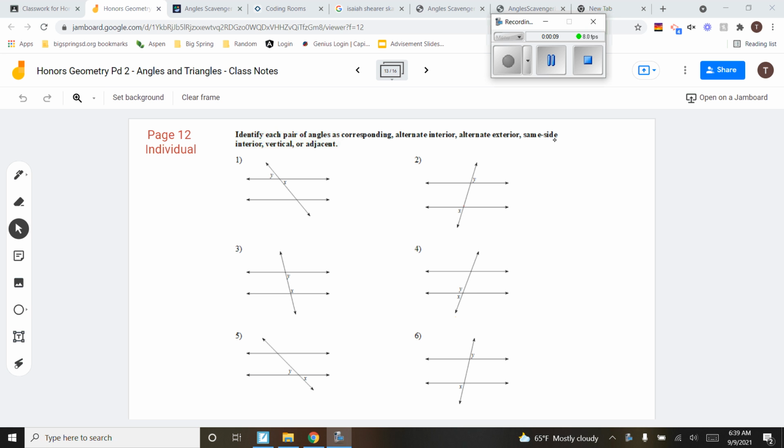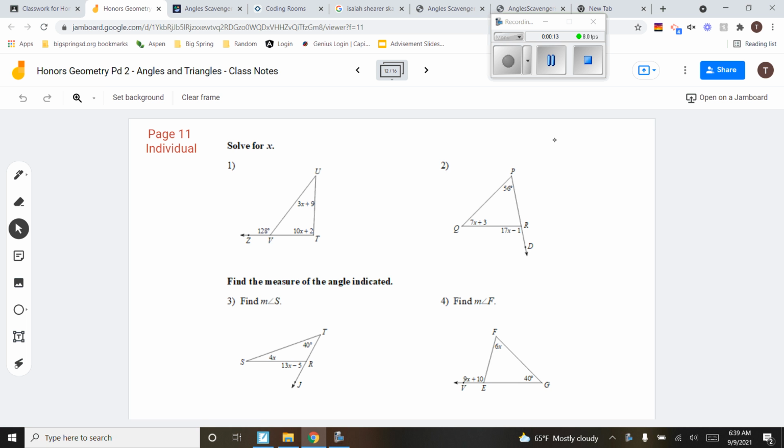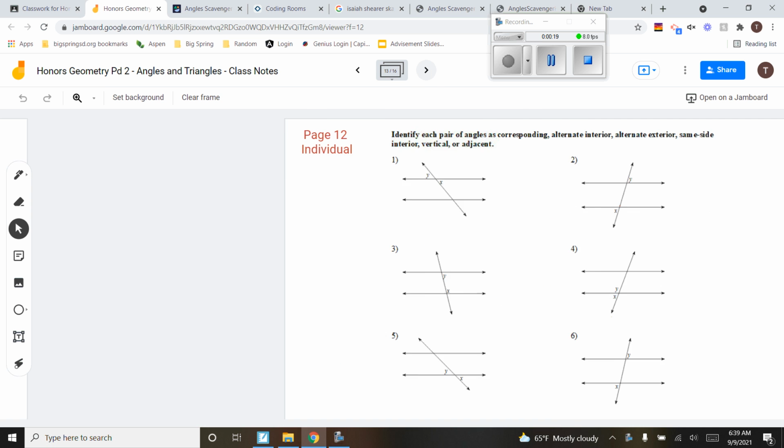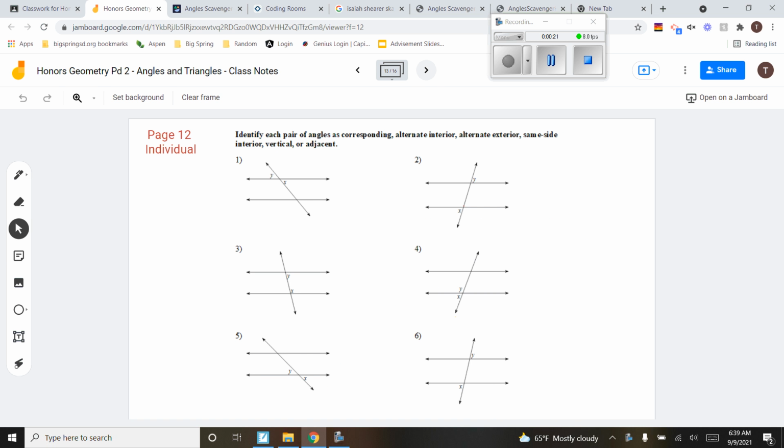So we've talked about, I know this isn't filled out, but it should be by then, the exterior angle theorem. Talked about angles and triangles, angle relationships, stuff like that. So now we're going to talk about parallel lines a little bit.